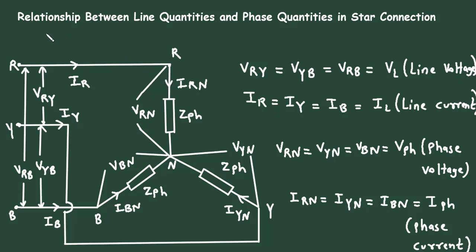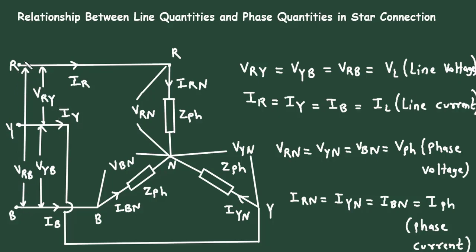In this video, we will see the relationship between line quantities and phase quantities in star connection. So here we can see this is a star connection. It looks like a star or Y, so it is called star connection, and it is also called Y connection. Now here we can see this R, Y, B, these are the three phases.